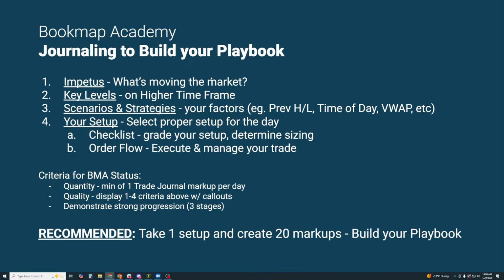We had the Bookmap Academy last night at market close. These are the four things that we look at and go through in our journal or playlist here, building it out. The impetus: what's moving the market. These are very high level. We should know these things before we get into the market. What's the news? What are the geopolitical events out there? Number two, what are the key levels on the high time frame? And then we start to develop scenarios and strategies around those areas.